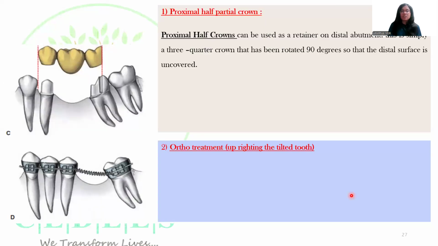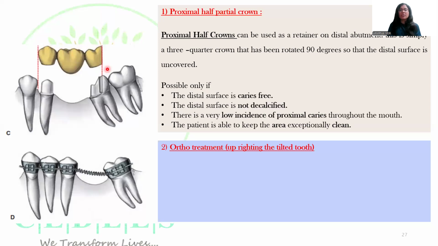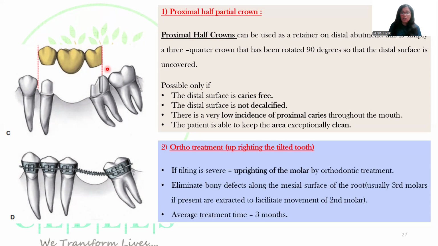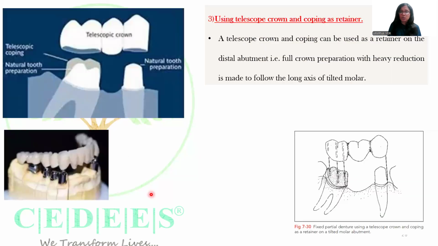Other options which you can consider giving the patient is your proximal half crown. So instead of giving a full coverage retainer, you're giving a 3/4 crown, leaving the distal part of the tooth intact. So this is only given if the distal half does not have any caries, is not decalcified, and the patient can keep it clean. Another option is your ortho treatment. You orthodontically upright the tooth. Now this is a more ideal option. This will take about 3 months, but the advantage is there is no mesial bony defect which you can expect compared to all the other options. So whatever forces are transmitted are transmitted along the long axis of the tooth.